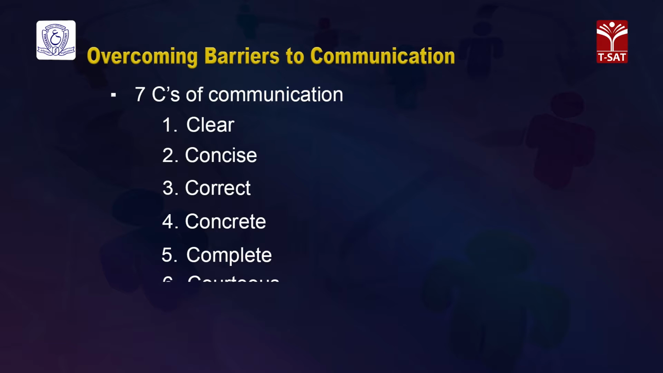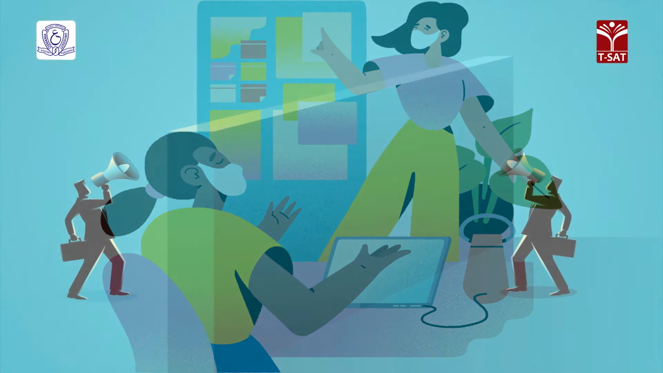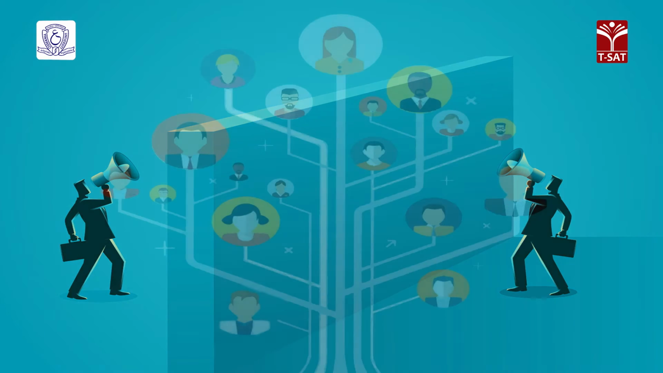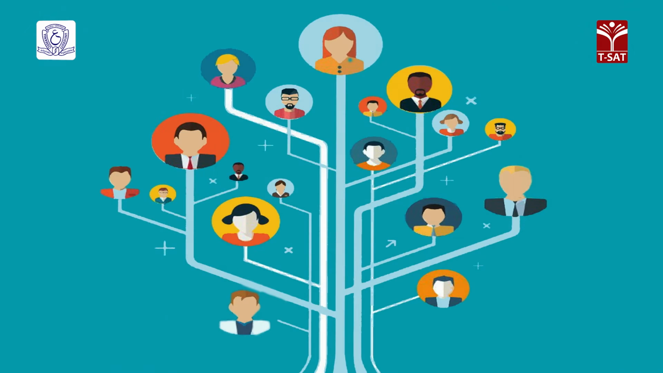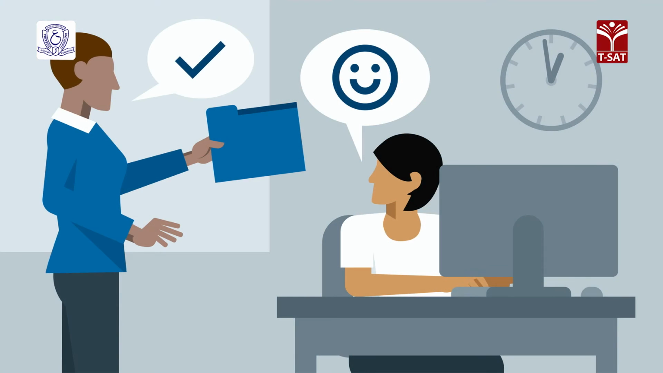The next C is courteous. A courteous communication involves an open and honest communication. The message should be unbiased and should focus on conveying respect to the recipient. Considering the nature of the receiver before communicating makes the process courteous, smooth and effective.